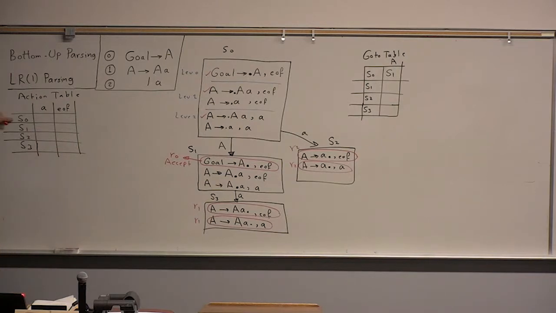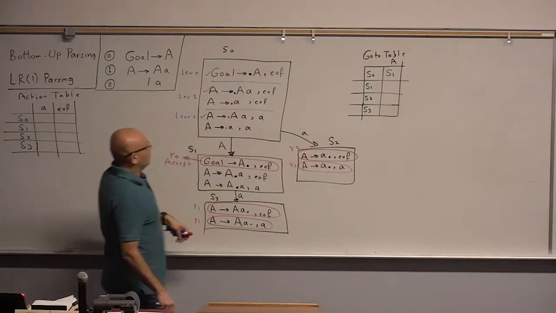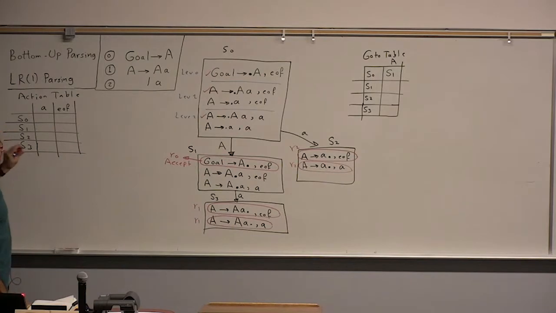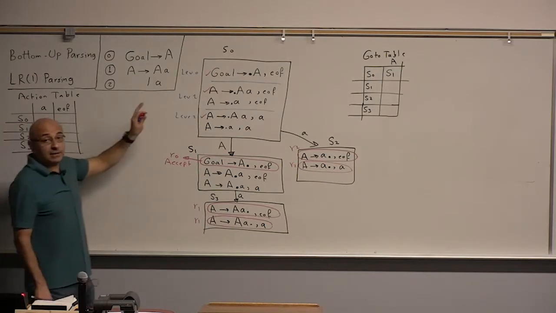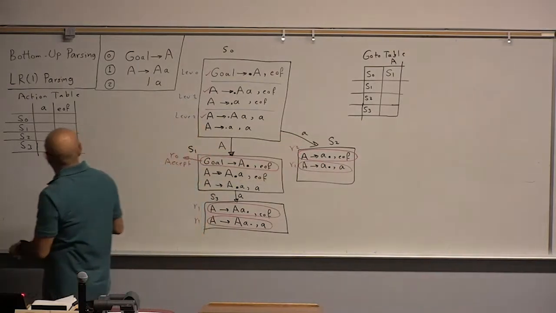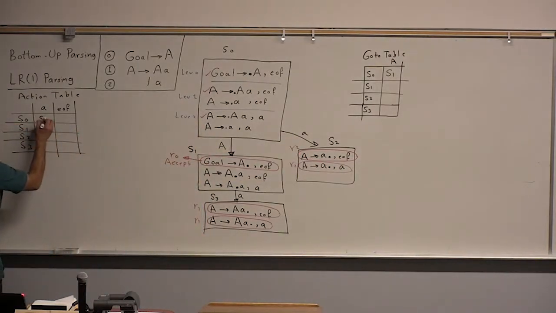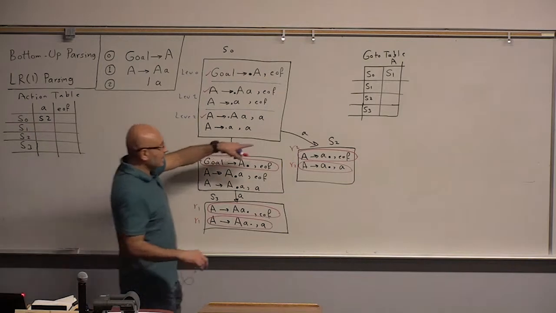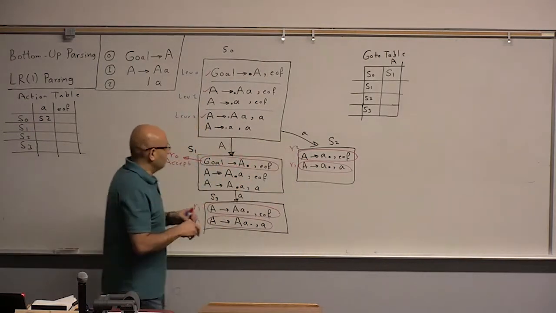Now, if I'm in S0 and I get an A, what does this mean? Go to S2. If I am in S0 and I get an A, I'm not ready to make a reduction. So I shift and go to S2. The S in the action table stands for a shift. So this tells me that if I get an A, then I have to shift.